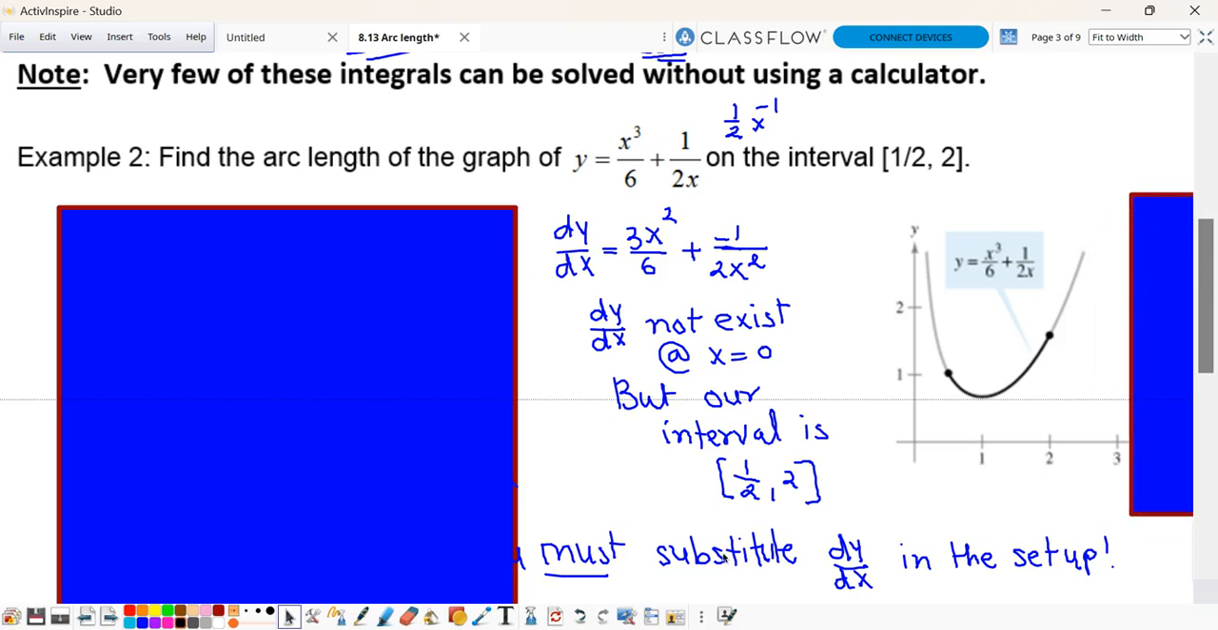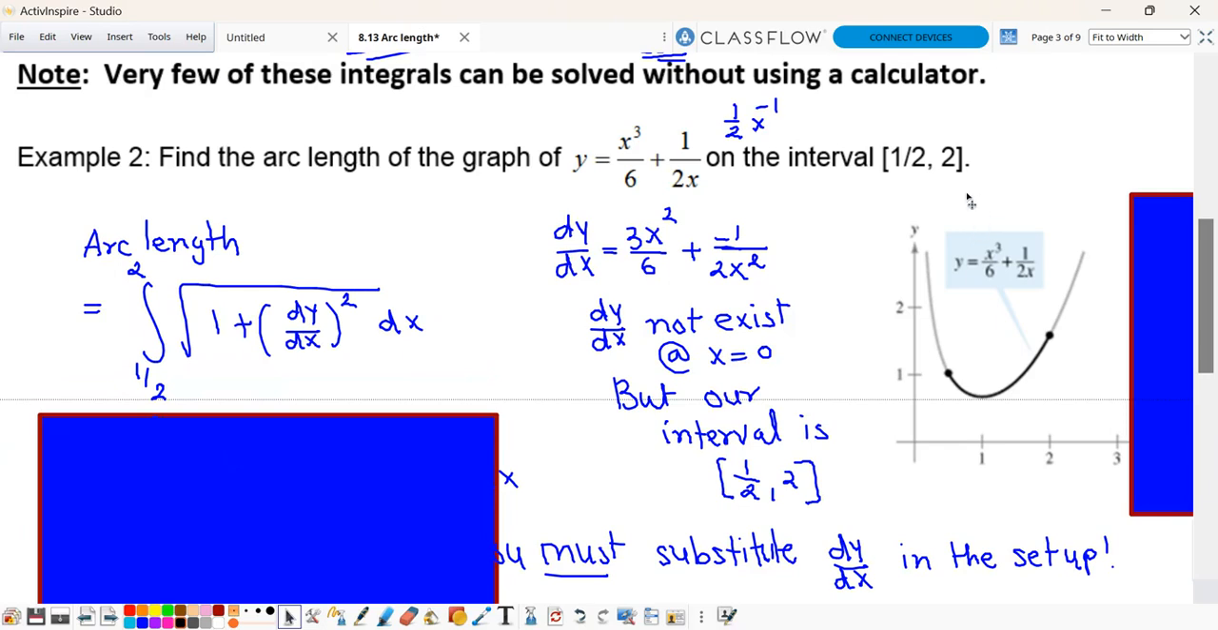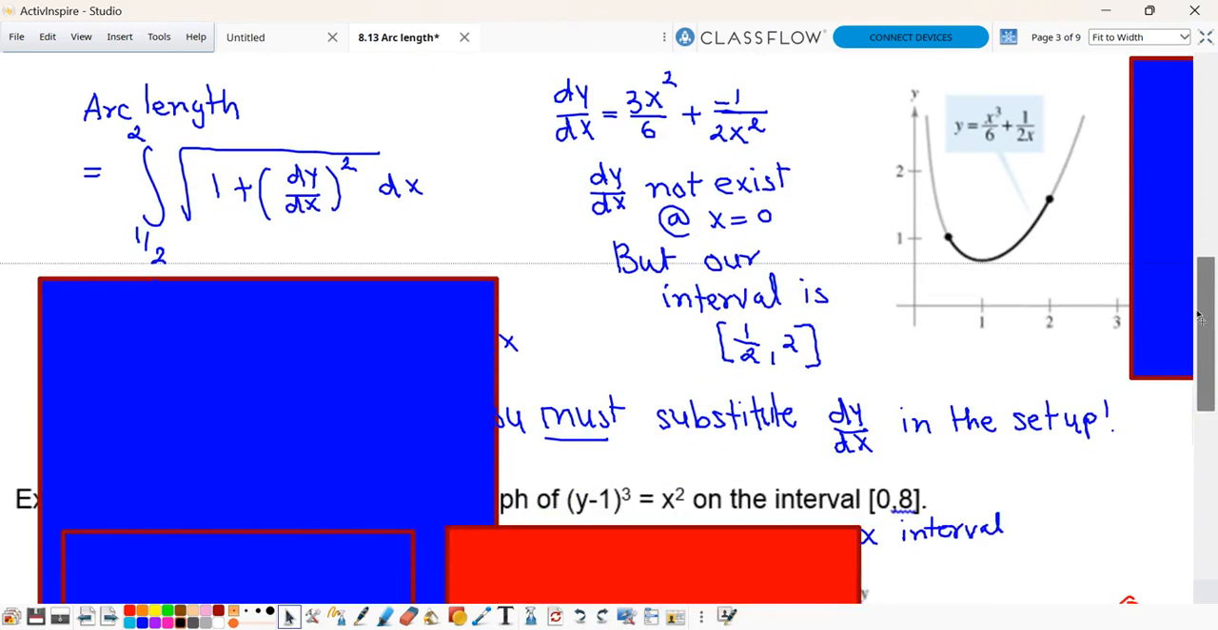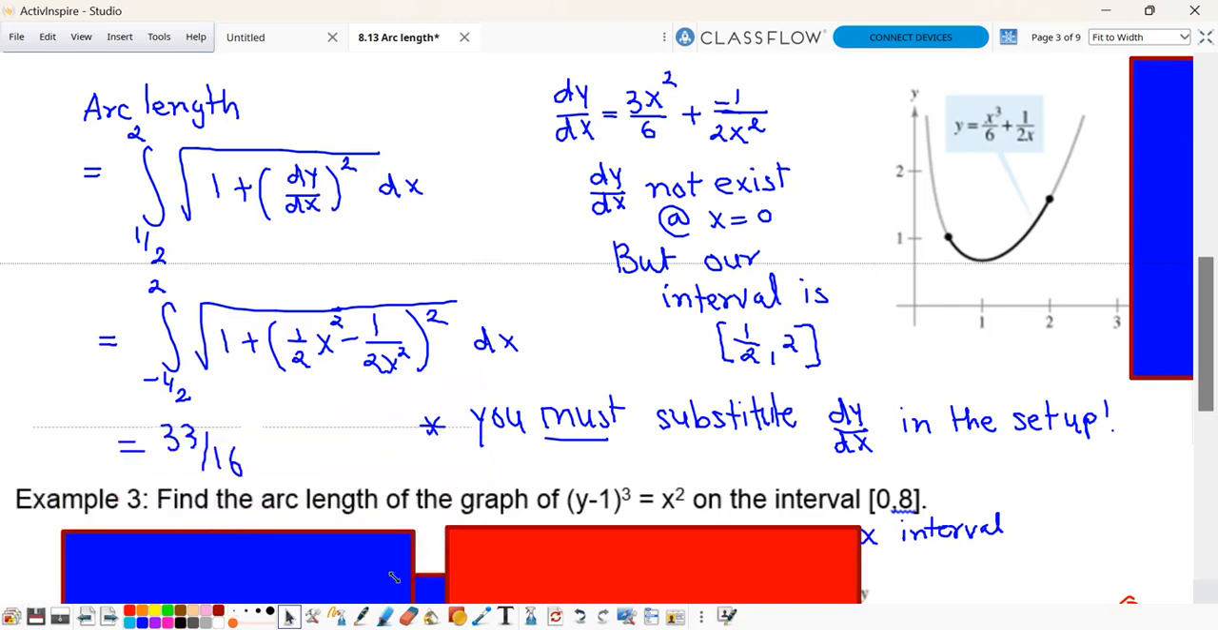Okay, so you must show the setup. So the setup is here: the integral from 1 half to 2 of the square root of 1 plus (dy/dx) squared dx. You can use f prime also. Now we have f prime ready here, which I'm going to substitute here. I'm going to use it as the integral from 1 half to 2 of the square root of 1 plus... you must show the substitution, and evaluate this as an answer.